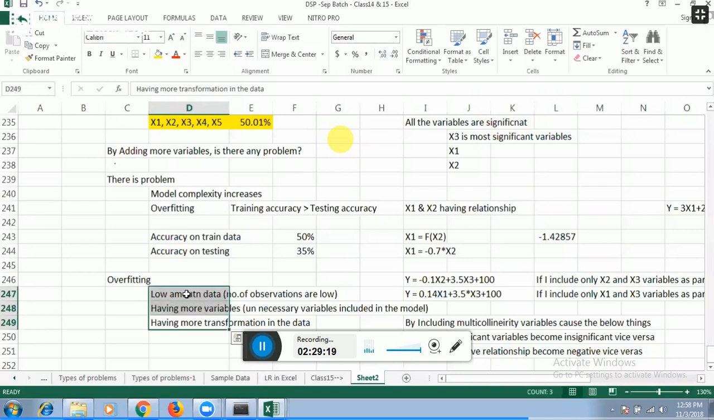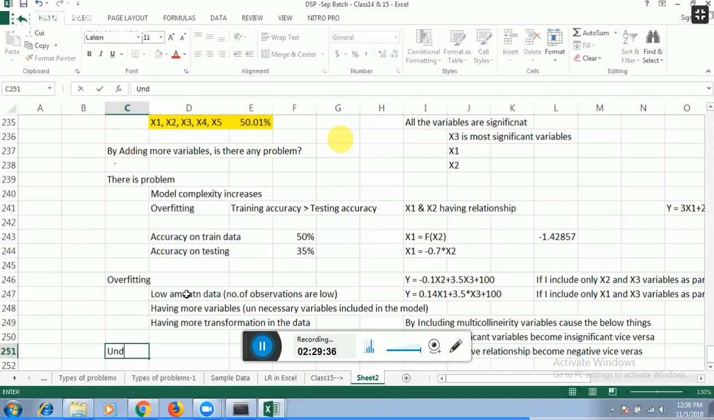Okay, so these could be possible reasons. This is one of the biggest problems you will face. What is the problem? Your model works on the training data. You will get a very good accuracy on the training data, but on the testing data, you will not get it. So this is what we call an overfitting problem.